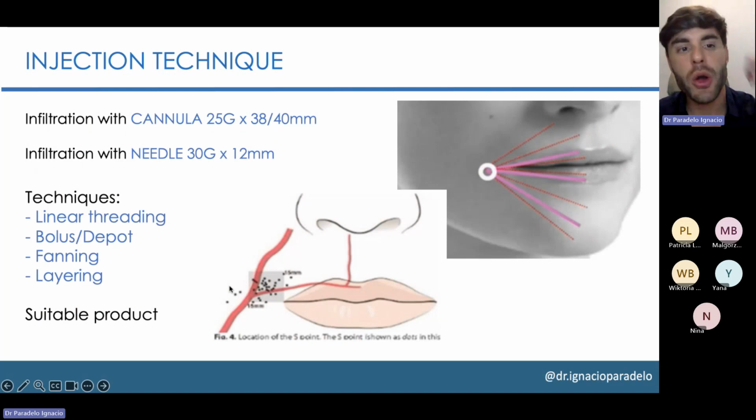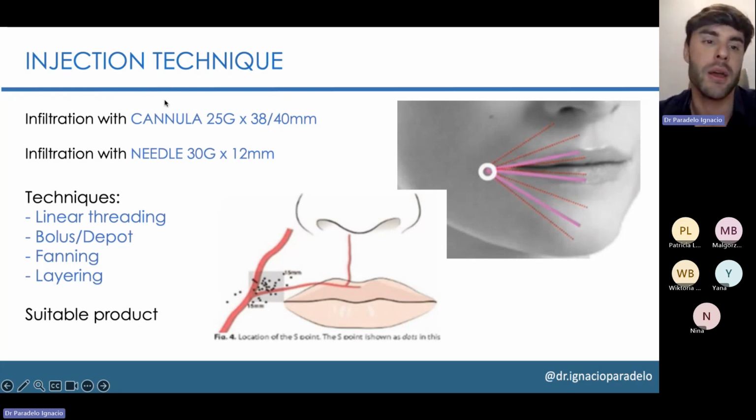Okay, so we now know our patient. We know the product that we are going to use. We know the anatomical knowledge, and now we have to choose the injection technique. Regarding the different injection techniques, we can use a microcannula, which being a blunt instrument, significantly reduces the possibility of embolizing an artery. And I usually recommend using a microcannula of 25G, that is bigger than 27G, so it is safer.